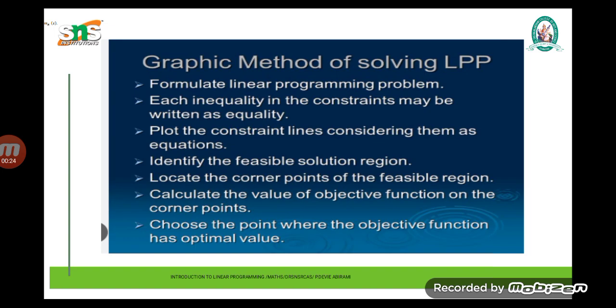For graphical method, there are some algorithm. Our algorithm is first we have to formulate the problem in the procedure of an LPP model. And we have to change our inequalities as equalities. We have to plot our constraints into equations. We have to identify the feasible solution, locate the corner points of the feasible solution. We have to calculate the objective function. The objective function may be bounded or unbounded. We have to choose the point where the objective function has an optimal value.